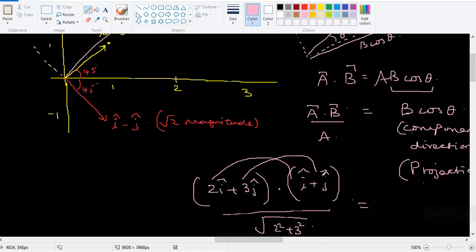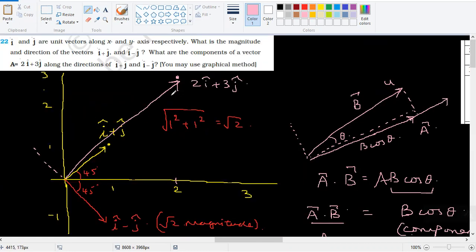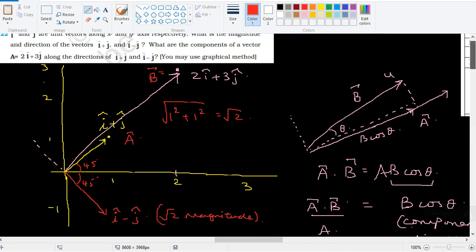Actually, I think I made a mistake here. So this is B, right? I'm taking this as B. So I think I made a mistake. This is your B vector and this is your A vector. That means I made a mistake here.